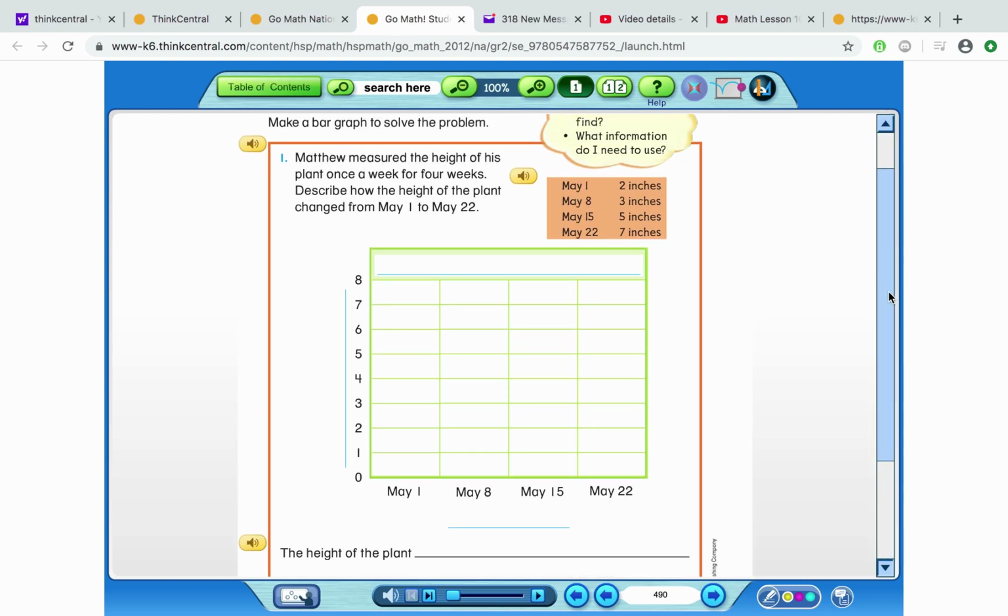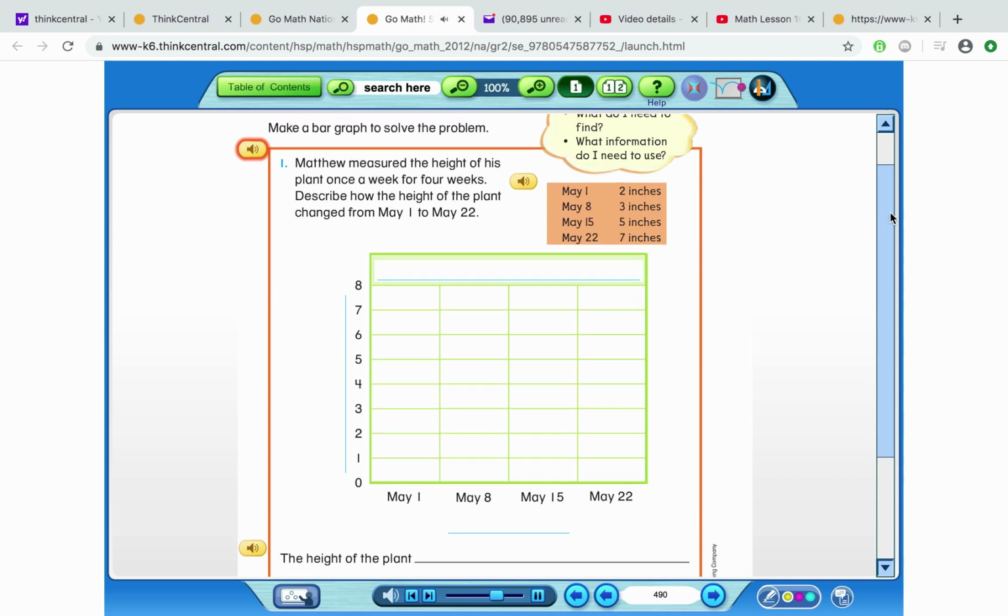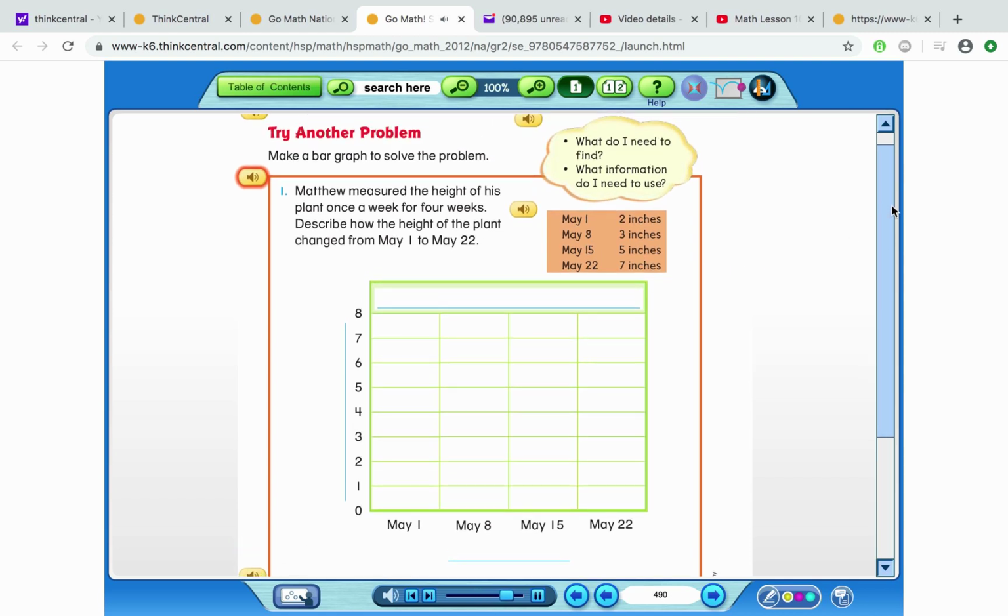Here's another bar graph. Same kind of thing. This is about Matthew. You're going to make this bar graph in order to solve the problem. 1. Matthew measured the height of his plant once a week for 4 weeks. Describe how the height of the plant changed from May 1st to May 22nd.